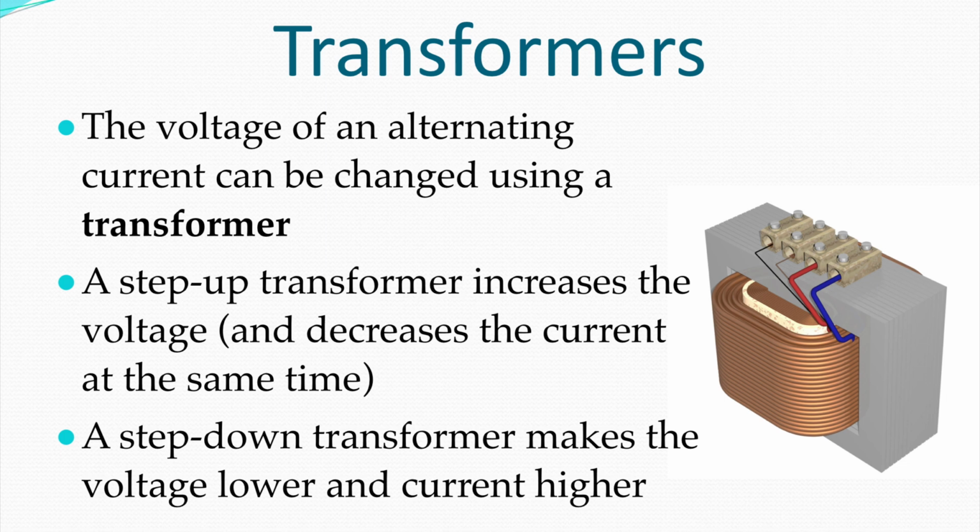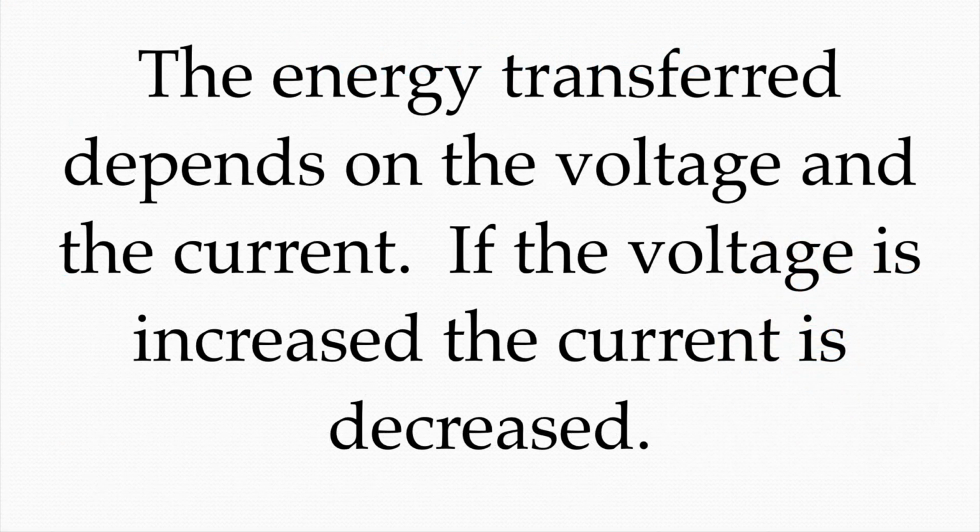Transformers are used to increase the voltage of electricity before it is transmitted, and shortly before it is transmitted into homes, they are used again to reduce the voltage. Step-up transformers increase the voltage, step-down transformers lower it back down again. It's important to remember that the energy transferred depends on both the voltage and the current. By increasing the voltage, we decrease the current, so the total energy remains the same.